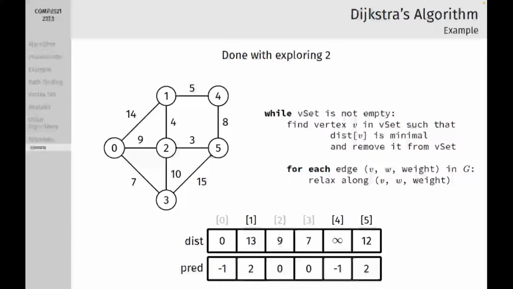Which vertex do we remove from the V set next? We have 3 vertices: 1, 4, and 5. The vertex with the smallest distance is 5, so we remove 5.